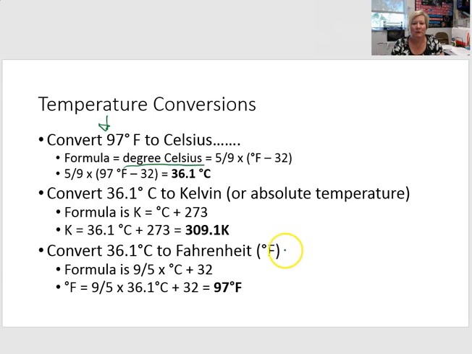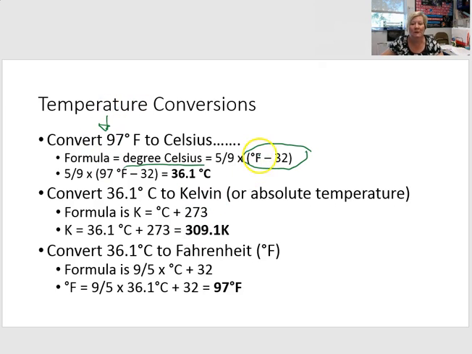Degrees Celsius is equal to 5 divided by 9 times the degrees Fahrenheit minus 32. And since this is in parentheses, we must do that first. So we simply plug in 97 Fahrenheit minus 32, do that calculation, and then multiply by 5/9. And when we do that, we get 36.1 degrees Celsius. So the temperature equivalent of 97 degrees Fahrenheit in Celsius is 36.1 degrees.